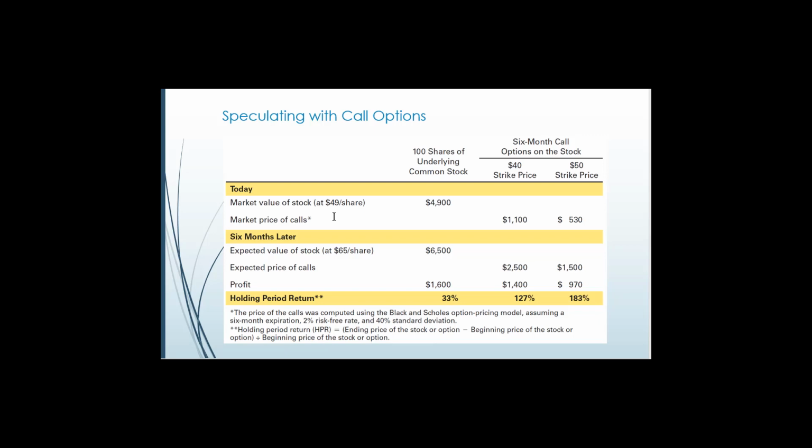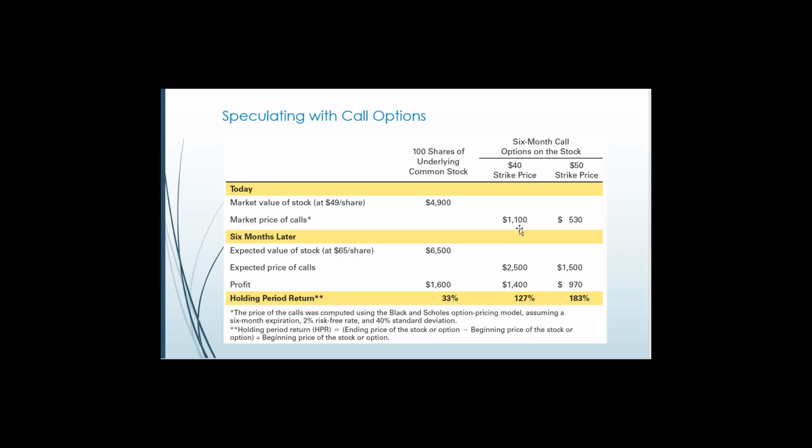On the other hand, if you bought a call with a strike price of $40, how would that influence your investment? Well, when you bought it, it would cost $1,100. And again, they have some assumptions down here on the variables. So this is a legitimate price. You would pay $1,100. In 6 months, if the stock went to 65, the expected price of the calls would go to $2,500. And of course, you would then sell the call.